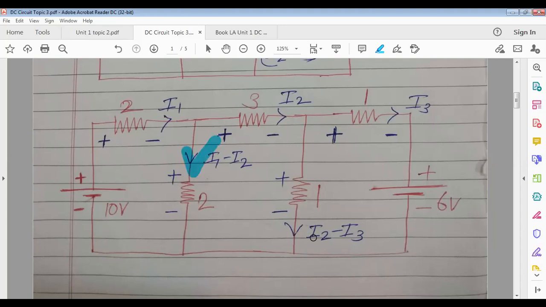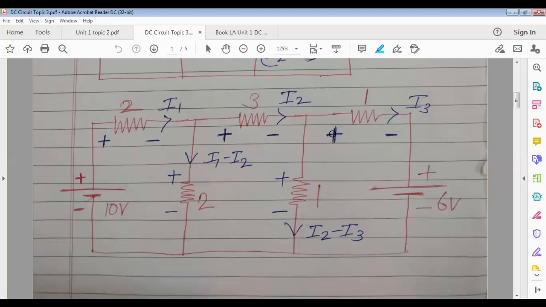What is the second step? With reference to this branch current direction, according to how the branch current flows, we have to mark the polarity of voltage drop across each resistance. Okay, we have done that. Polarity of voltage drop we have marked. Then what is the next step? The terminal where the current enters is positive. Yes, but before that, what do we have to do?